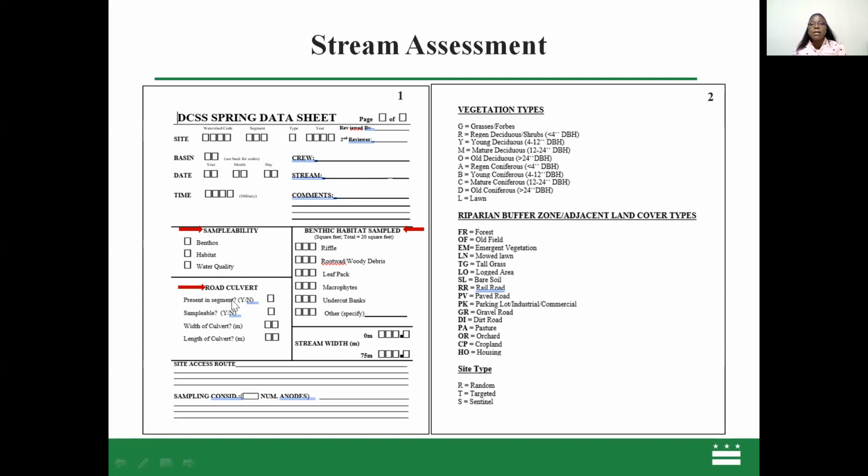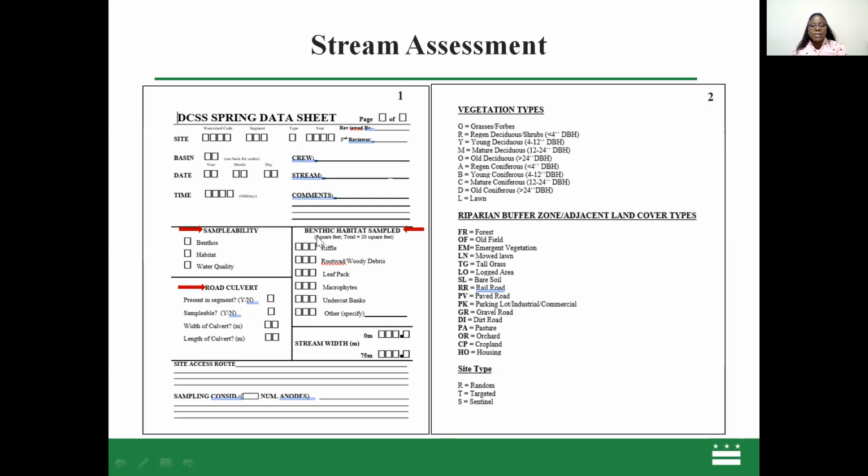Next here is the road covered. For the road covered, we look at the roads that are present close to the stream. We take measurements of the road close to the stream. And if there's any coverage on the stream, we take the width and also the length of the coverage. I'm going to show you guys a picture of a culvert in a stream in upcoming slides.